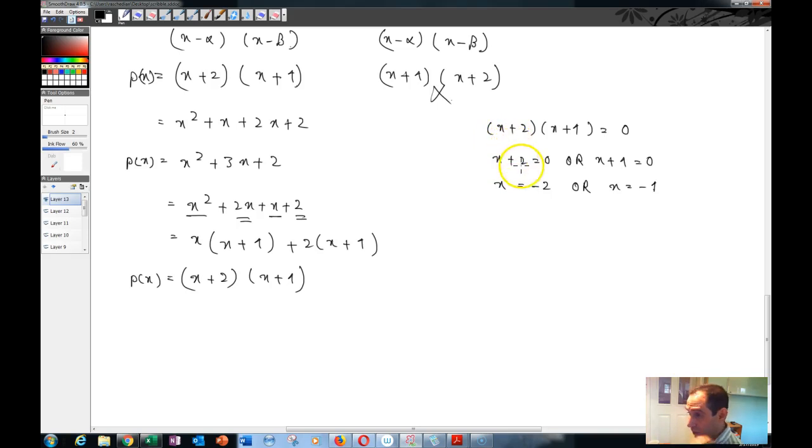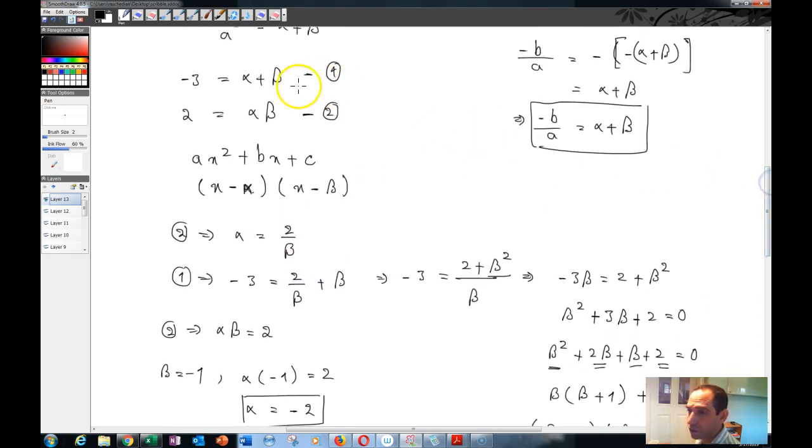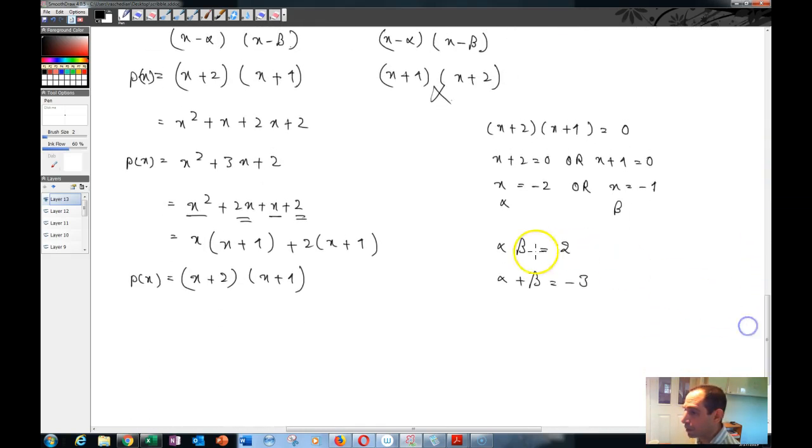Now what that means is that I call this, for example, alpha and beta for the sake of simplicity, the two zeros. And now alpha beta, the product of these two, is equal to 2, and alpha plus beta is equal to -3. And that's basically what we had over here somewhere, I don't know. Somewhere over here, alpha plus beta was -3, alpha beta was 2. That's basically the same thing, okay?